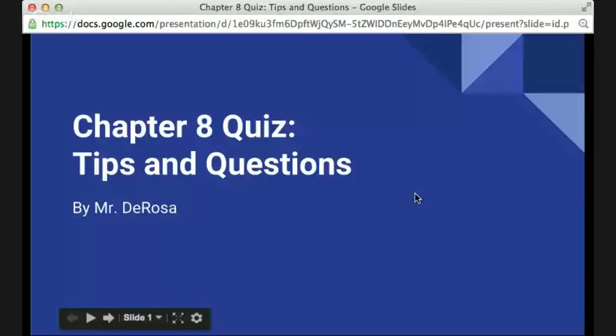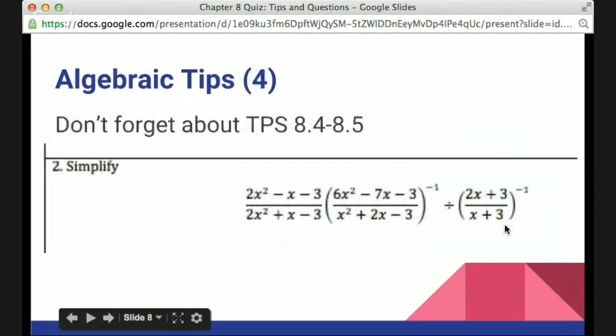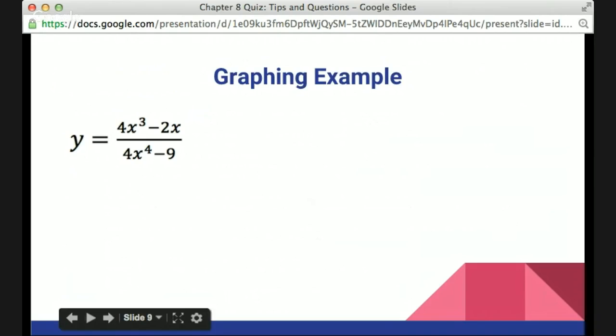Graph this. Actually, you already kind of saw it. Let's go to the presentation. Oh no. Sorry, one moment. It was minimized. Bonus. Sample question. This one. Graph that: 4x cubed minus 2x over 4x to the fourth minus 9. So that would be a sample.